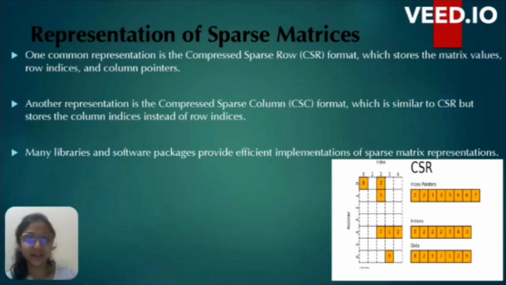Representation of sparse matrix. One common representation is the compressed sparse row (CSR) format, which stores the matrix values, row indices, and column pointers. Another representation is the compressed sparse column (CSC) format, which is similar to CSR but stores the column indices instead of the row indices. Many libraries and software packages provide efficient implementation of sparse matrix representation. This is the representation of sparse matrix.